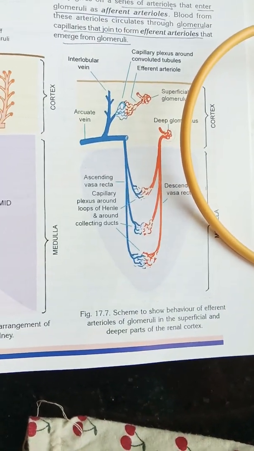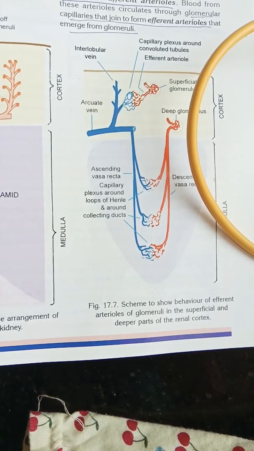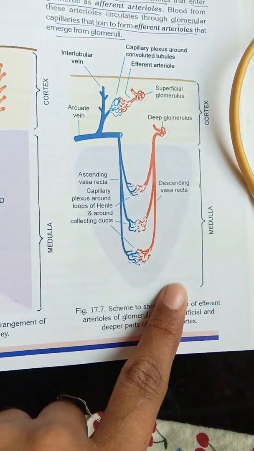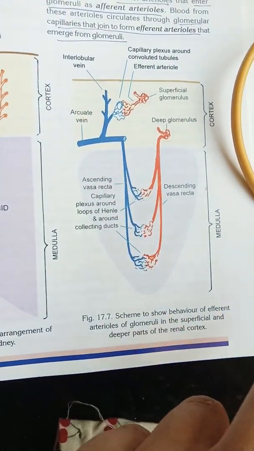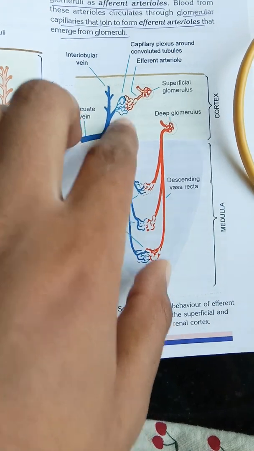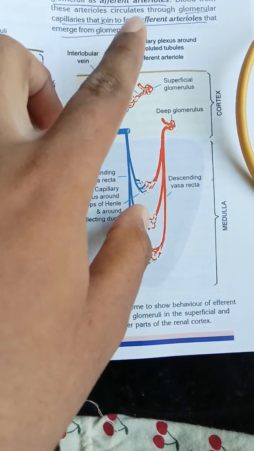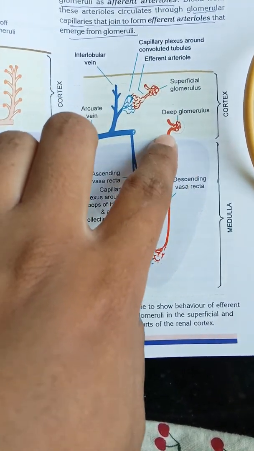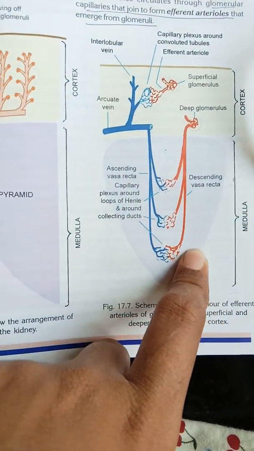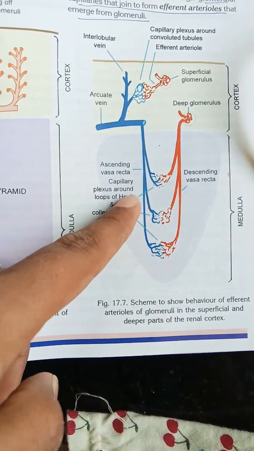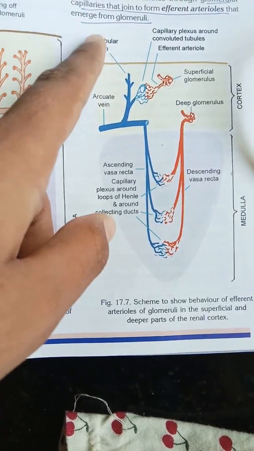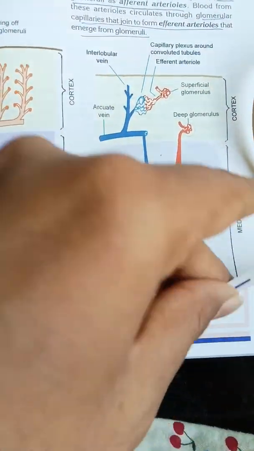Now here you can see the behavior of efferent arterioles of glomeruli in the superficial and deeper parts of the renal cortex. So this is the cortex, medulla. Let us see here. This is a capillary plexus around the convoluted tubules. These are the efferent arterioles, superficial glomerulus, deep glomerulus, descending vasa recta, and this is the ascending vasa recta, capillary plexus around the loop of Henle and around collecting ducts. This is the arcuate vein, this is the interlobular vein. We will discuss all the diagrams in our textbook.